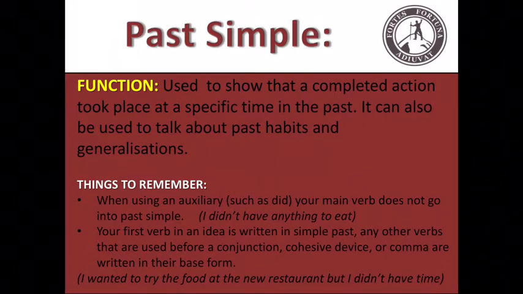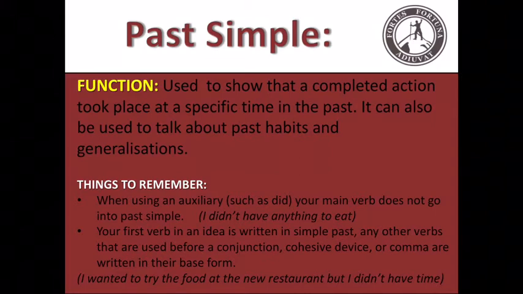I didn't have anything to eat. So your first verb in an idea is written in simple past. Any other verbs that are used before a conjunction, cohesive device, or comma are written in their base form. I wanted to try the food at the new restaurant, but I didn't have time.